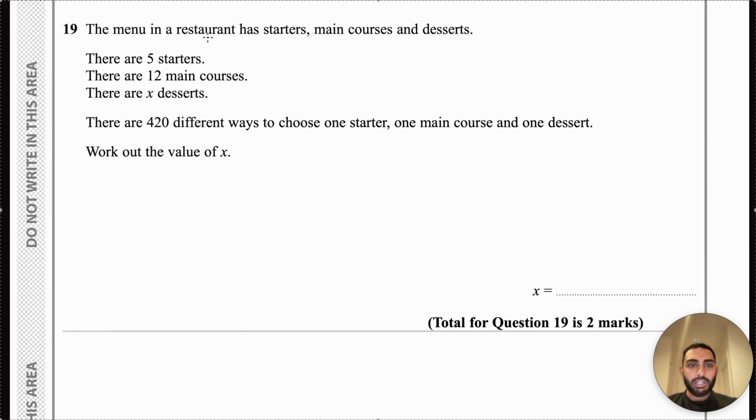Question 19. The menu in a restaurant has starters, main courses, and desserts. There's 5 starters, 12 main courses, and x amount of desserts. There's 420 different ways to choose 1 starter, 1 main course, and 1 dessert. Work out the value of x.